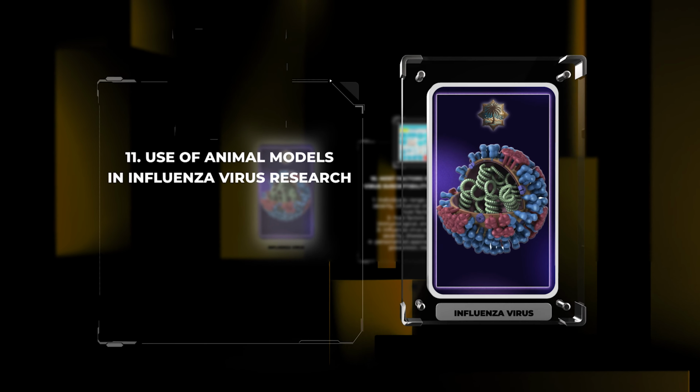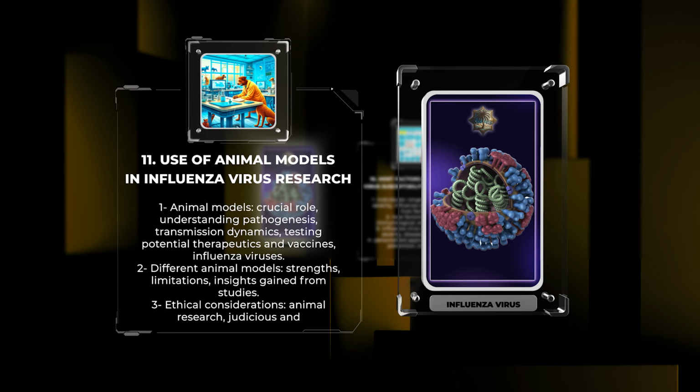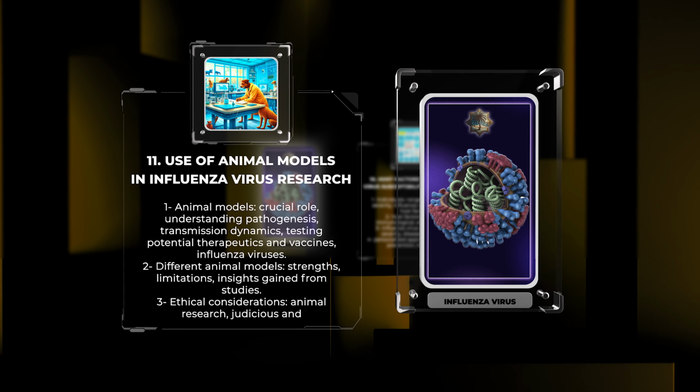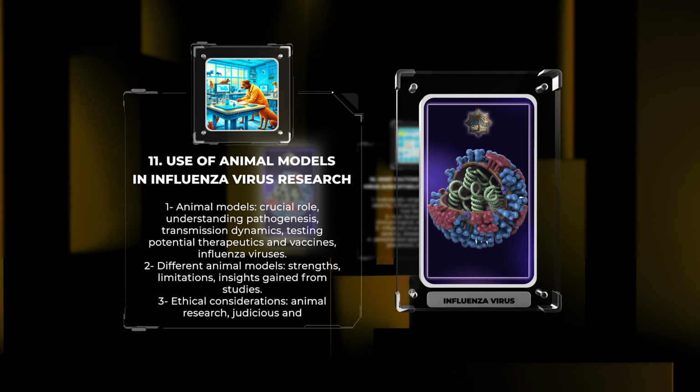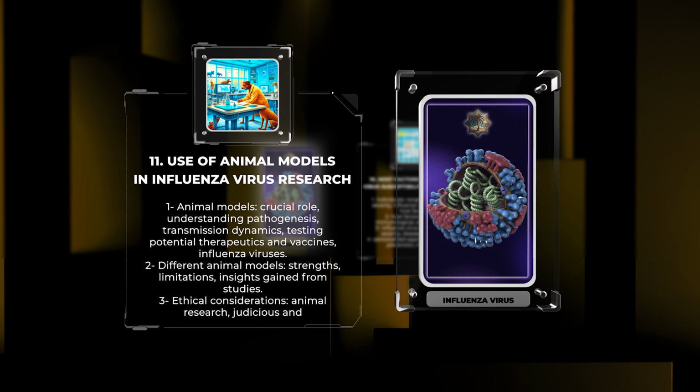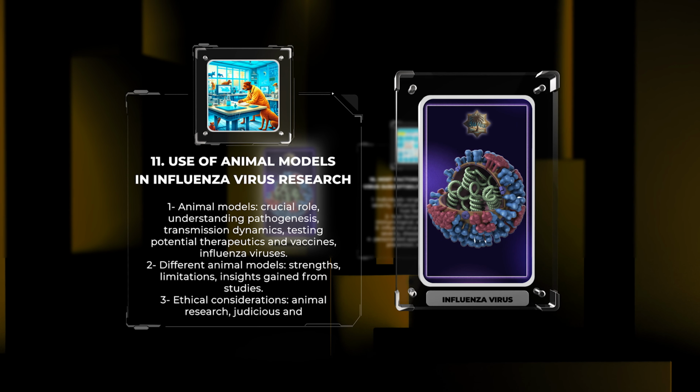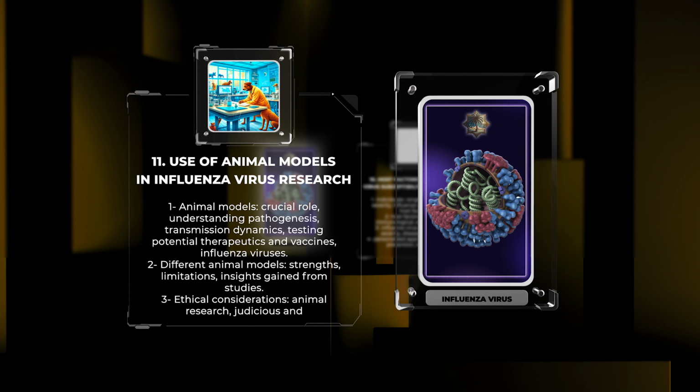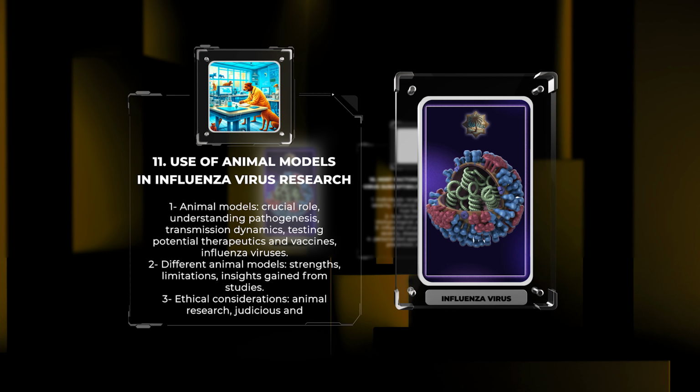Animal models play a crucial role in understanding the pathogenesis, transmission dynamics, and testing of potential therapeutics and vaccines for influenza viruses. This topic explores different animal models commonly used in influenza research, their strengths and limitations, and the insights gained from these studies. We will also discuss the ethical considerations surrounding animal research and the importance of their judicious and compassionate use in advancing our knowledge of influenza.